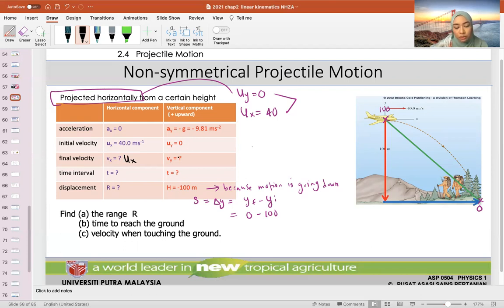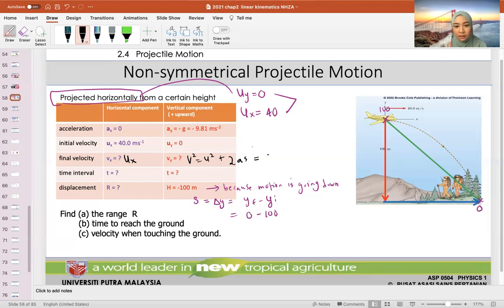What equation should I use to find my V? So we can't use V equals U plus AT, right? Because in that equation, it has time. We don't know the time yet. So we have to use another equation. Maybe V squared equals U squared plus 2AS. Can we use that? A boleh. S kita tahu. U pun kita tahu.